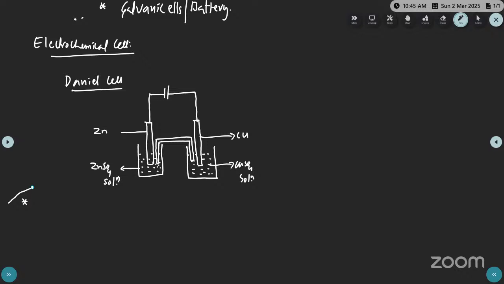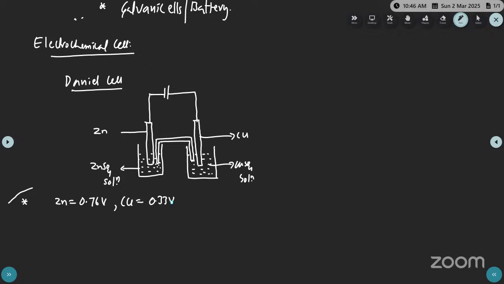See here, the zinc electrode has a potential of 0.76 volts. It is the standard electrode potential of zinc. Next, the copper electrode has 0.33 volts, the standard potential of copper. In these two, which has the higher potential? Zinc has the higher potential. That's why zinc acts as anode and copper acts as cathode.